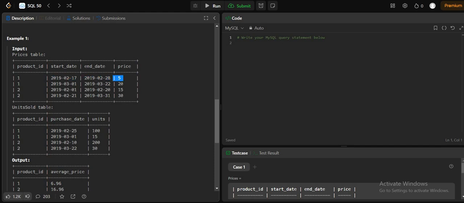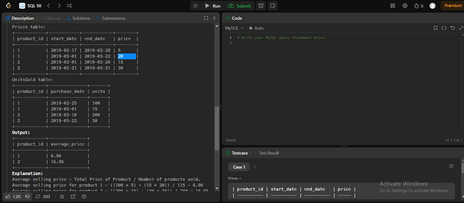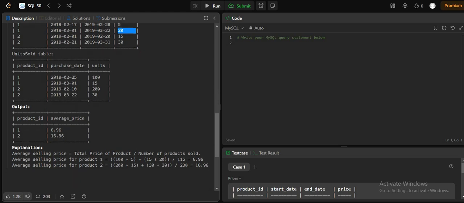Then in the next row we have 1st March. Product ID 1 was purchased again on 1st March, where the units sold were 15. When we check this date above, the 1st March lies in the second row, and the price of the product in this period was 20. So after evaluating both the tables, we got this output where product ID 1 had average price 6.96 and product ID 2 had average price 16.96.